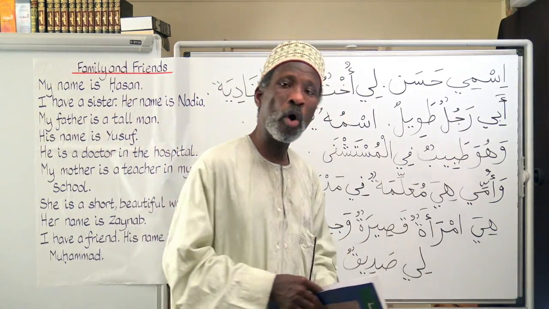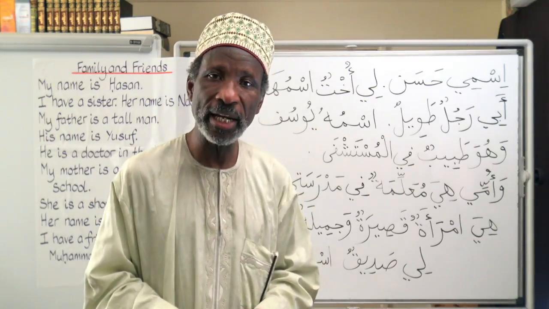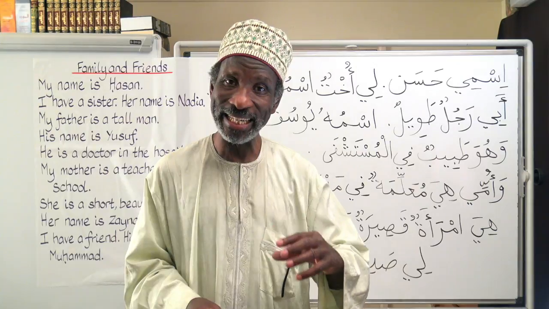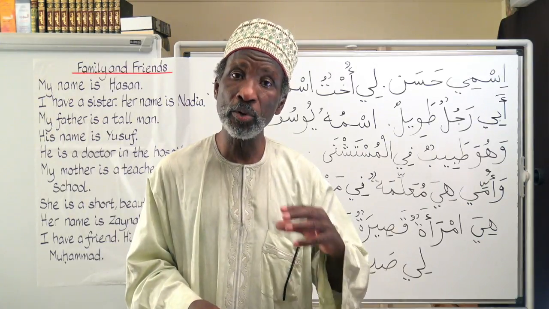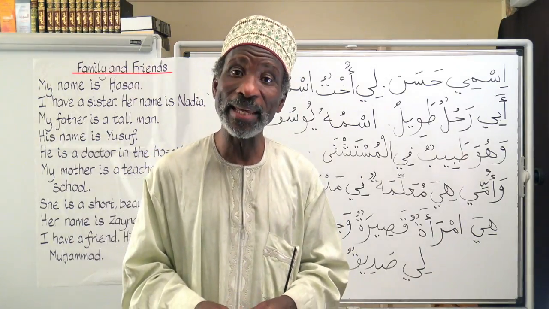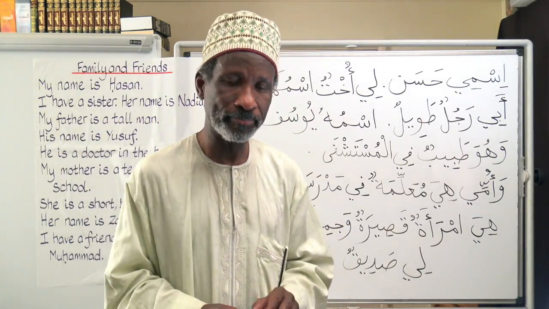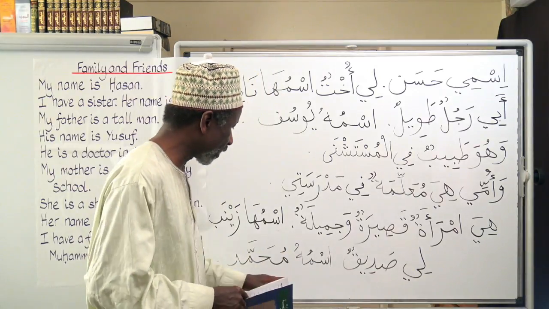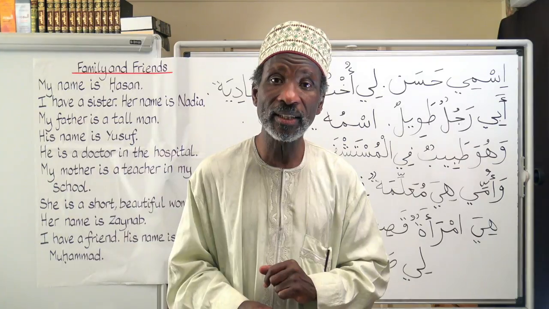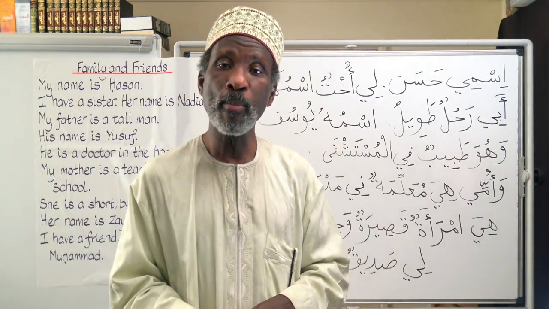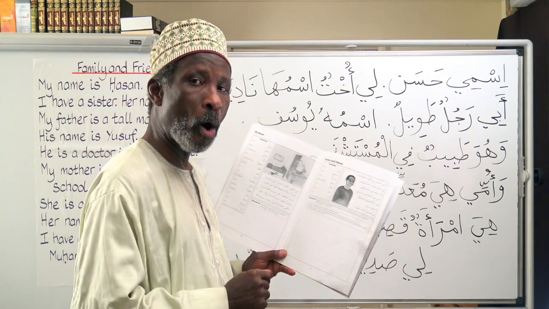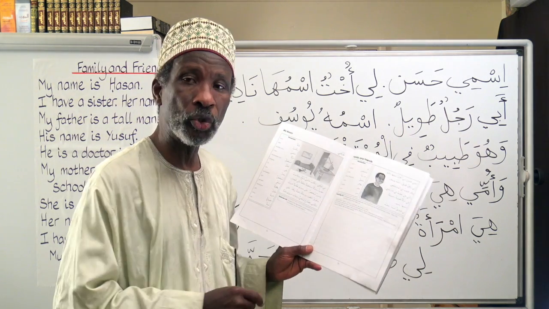Hiya mura'atun qasiratun wa jamila. She is a short lady, a short, beautiful lady. Ismuha, her name is Zainab. Li sadiqun ismuhu Muhammad. I have a friend. His name is Muhammad. That is the passage you have here in Arabic on page 32.